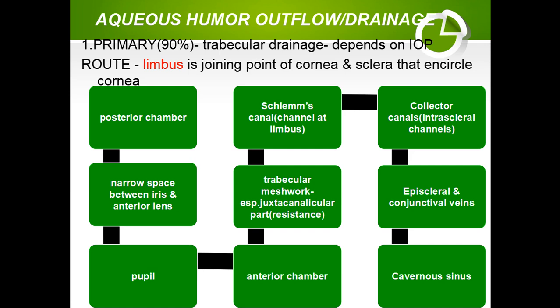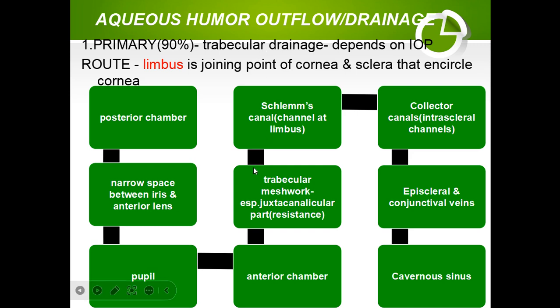Limbus is the joining point of cornea and sclera that encircle the cornea. So from the posterior chambers, the aqueous humor enters into the narrow space between iris and anterior lens. From here it enters into the pupil. From there it enters into the anterior chamber and then it flows through the trabecular meshwork, especially juxtacanalicular part, where we can observe some resistance to the aqueous humor.